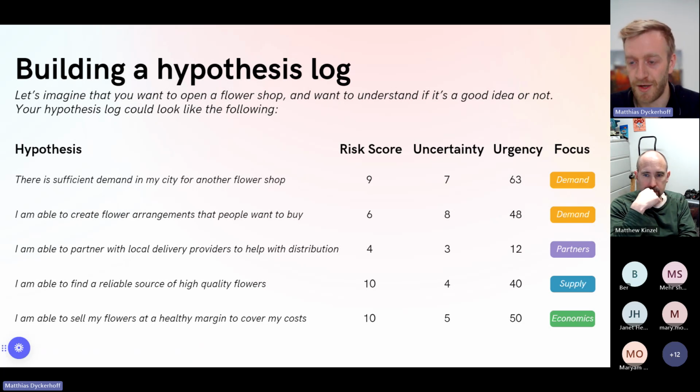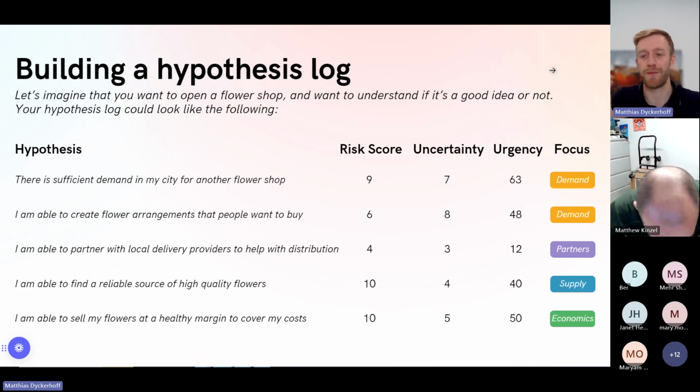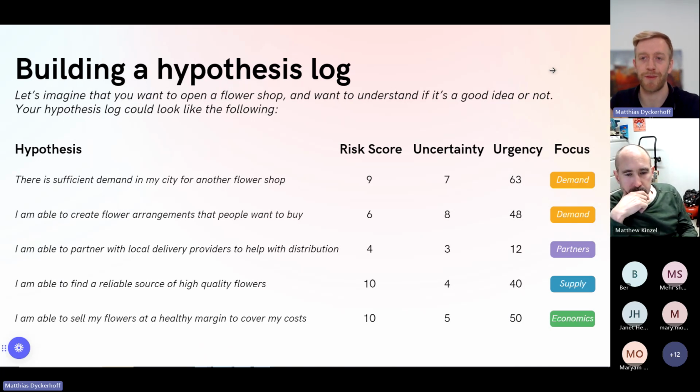And then you can see here, I also have tags that I added around the focus, just to say, is this the hypothesis around the demand for the service? Is it around partnership? Is it around supply, economics? There could be more, but it's helpful to know what area of the business you're testing. And this is what makes it a business equation, right? You have the right supplier with the right customers, with the right partnerships, and so on. That's what leads to the successful business at the end.